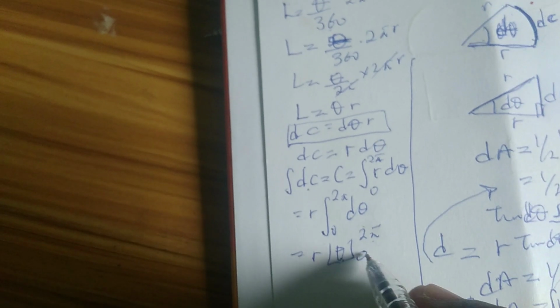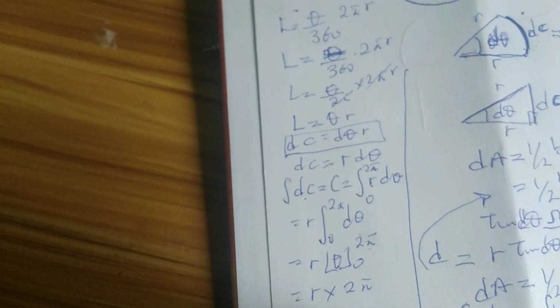If we substitute this limit here, 2π, we have 2π. Take away 0 times 2π, that's take away 0. So everything here will now be r times 2π, which is 2πr, the circumference of the circle.